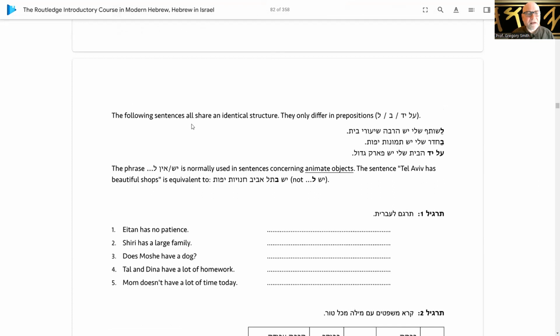Okay, so the following sentences all share an identical structure. They only differ in prepositions. So you have al-yad, which literally means on hand, but it conveys the idea of nearby. And then you've got the bet preposition, which is in, with, or on. And here's the lamed preposition, to or for. So let's see.